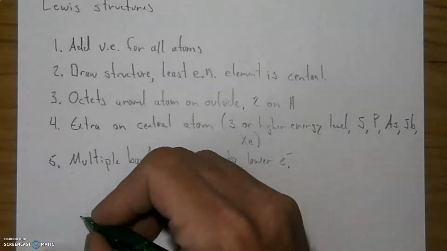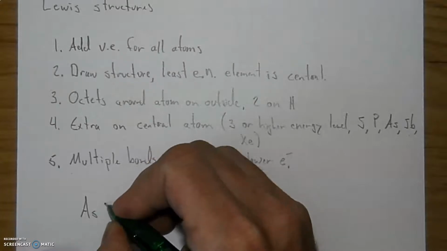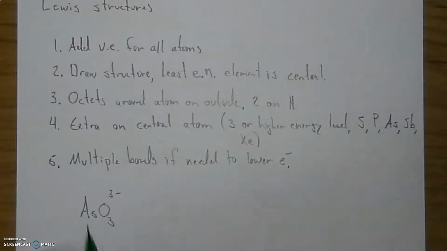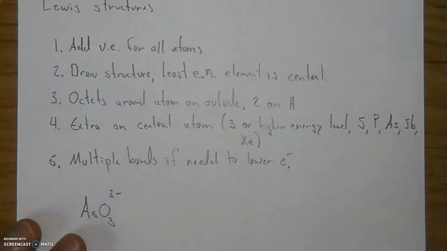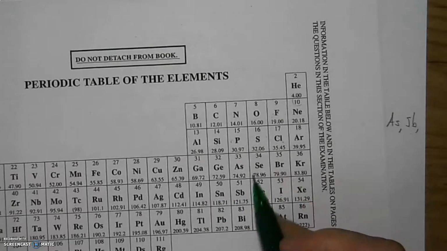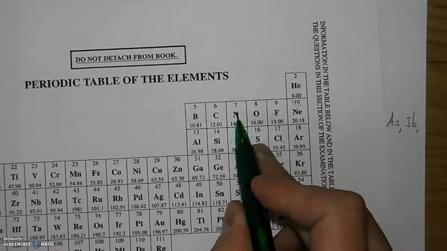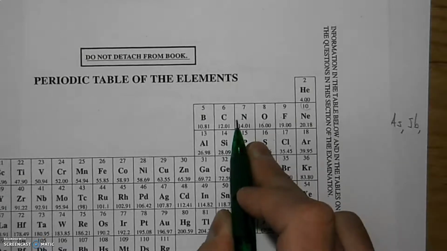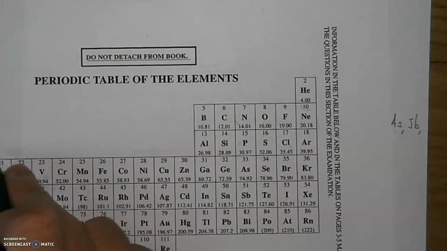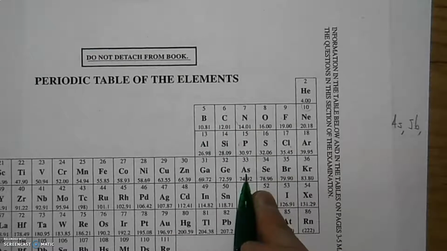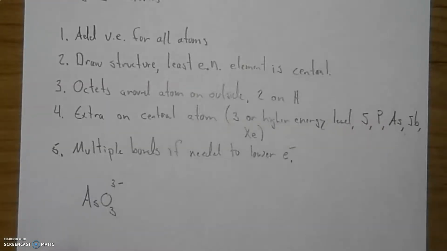Let's do a quick example. I believe this is called arsenate. Arsenic is the central atom. And if we take a look over on the periodic table, we have to figure out how many valence electrons arsenic and oxygen have. So if we take a look, here's arsenic. It is below nitrogen. So to figure out how many valence electrons it has, if we start over here, 1, 2, skip this whole section, 3, 4, 5. Arsenic has 5 valence electrons.